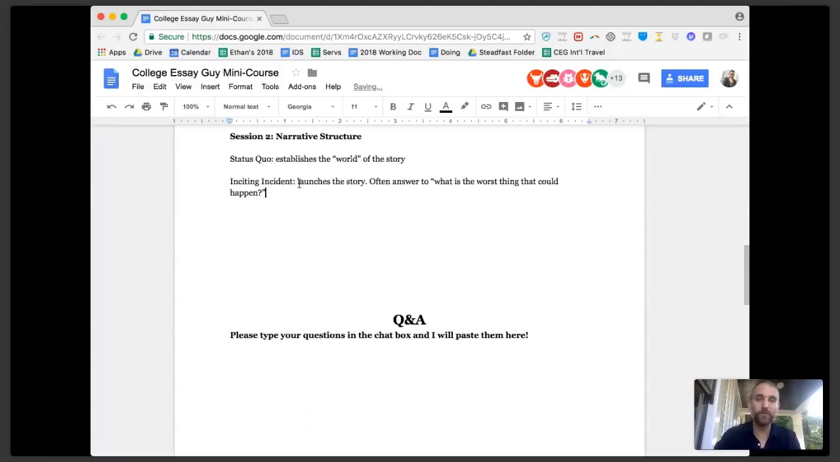And in the case of Finding Nemo, the worst thing that could happen to a dad and son, this is all I have left in the world, is that they get separated. I say that lightly, like it's a nice thing.